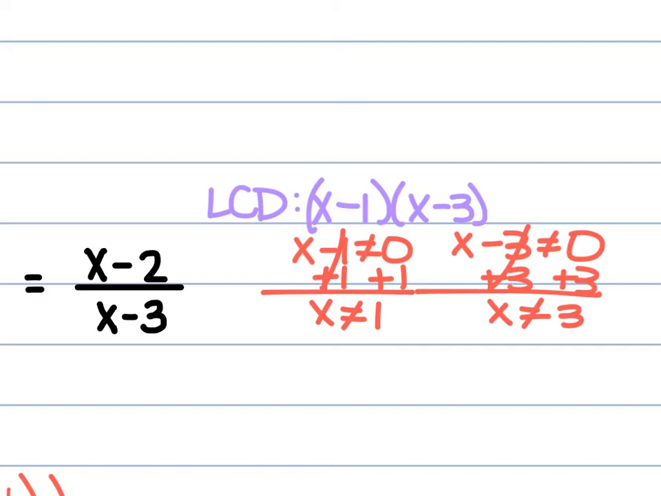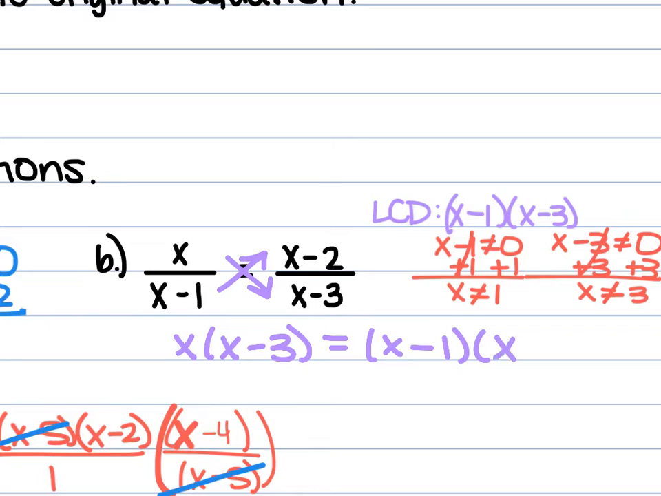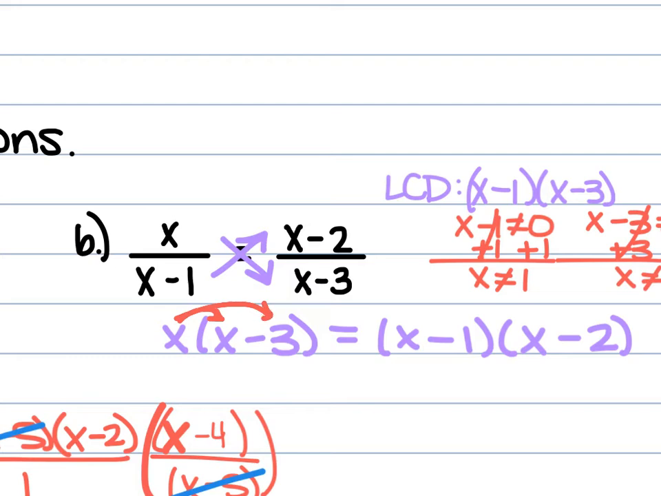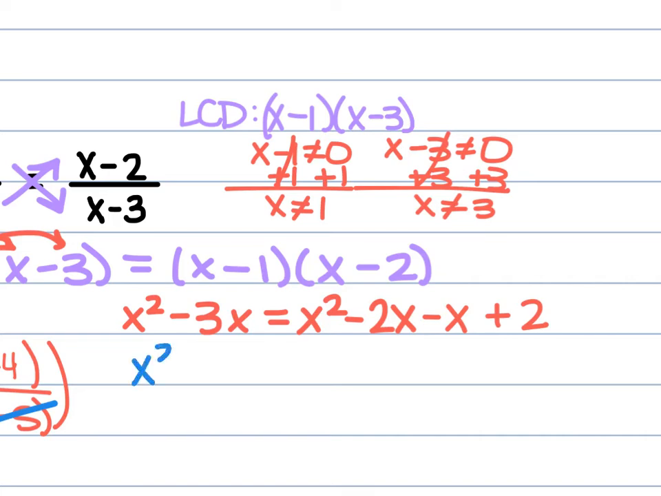So another way of doing this is to cross multiply. So we are going to cross multiply. We'll have x times x minus 3 is equal to x minus 1 times x minus 2. So x times x minus 3, we're going to have x squared minus 3x is equal to, then we do the x minus 1 times x minus 2, FOIL it. We're going to have x squared minus 2x minus x plus 2. So we're going to rewrite this as x squared minus 3x is equal to x squared minus 3x plus 2.